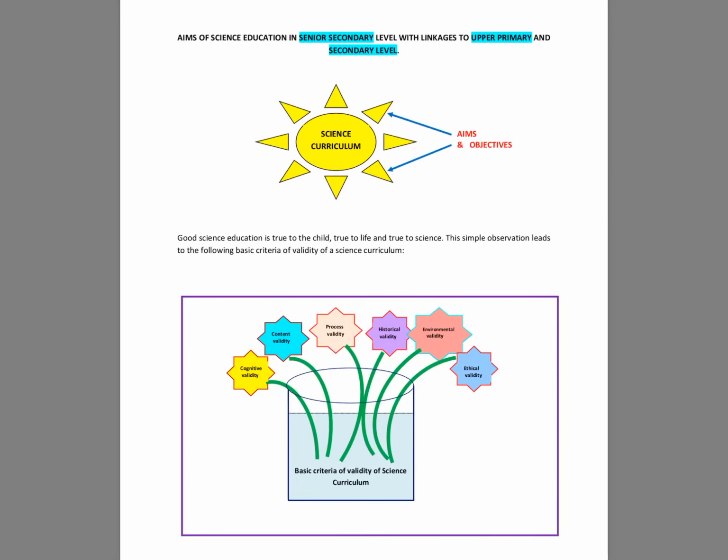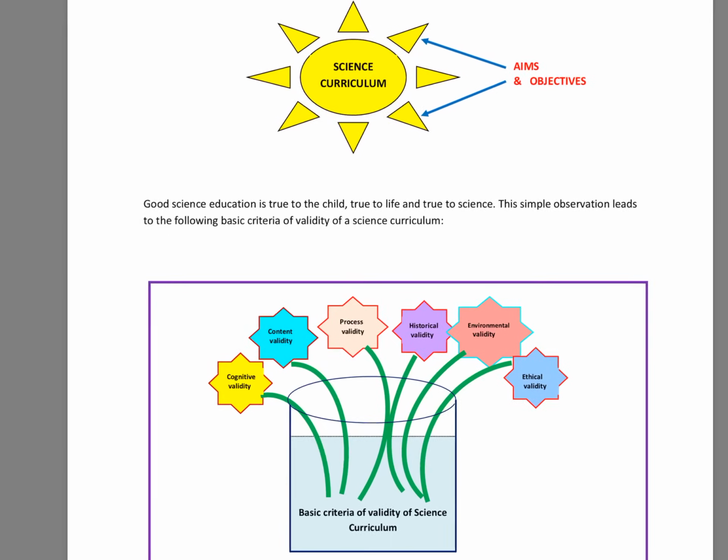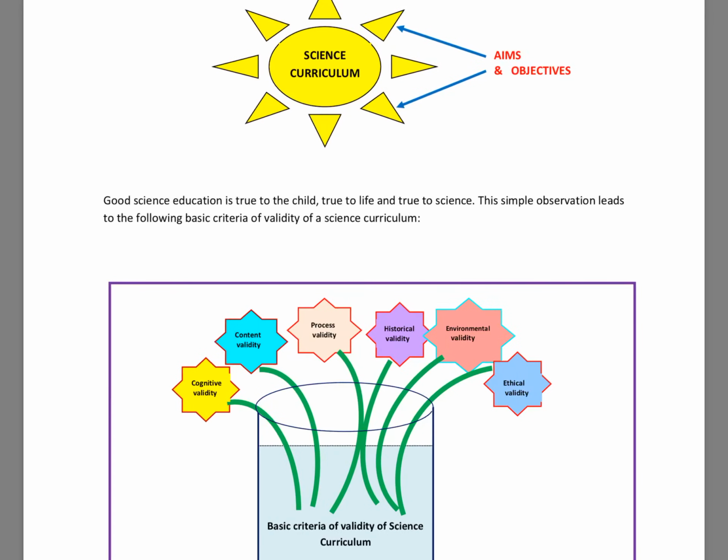Usually the science curriculum must reflect all the aims and objectives of teaching science. The aims and objectives of science education must be reflected in the curriculum. So the curriculum should be so rich and enriched that it can fulfill all the aims and objectives of science education. And I would like to refer here to these sentences, taken from the NCF 2005.